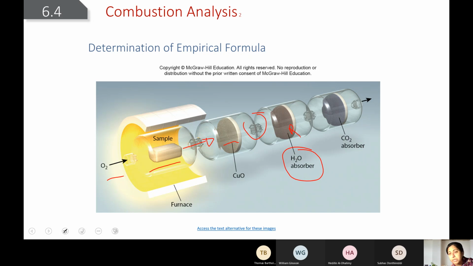Next, it will be directed to a carbon dioxide absorber, and this absorber will take all the carbon dioxide. Then the differences of these masses will give the mass of water and the mass of carbon dioxide. We get the initial masses of the absorbers, then we set the experiment on. After the experiment is completed, we'll get the final masses of these absorbers.